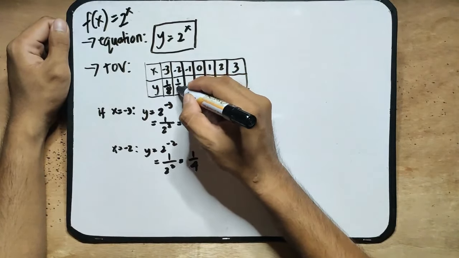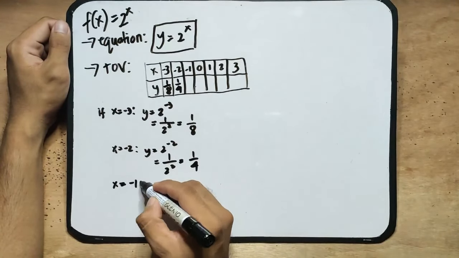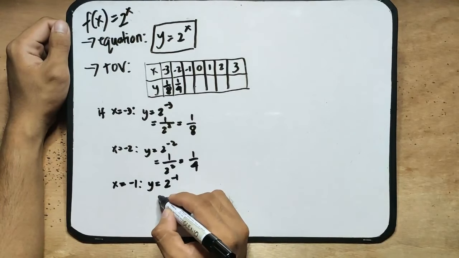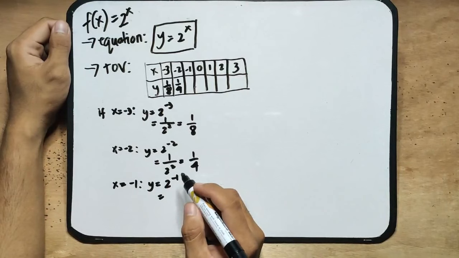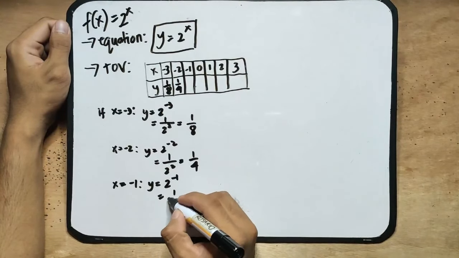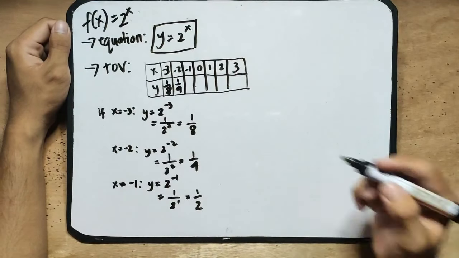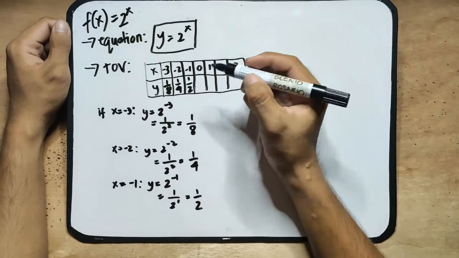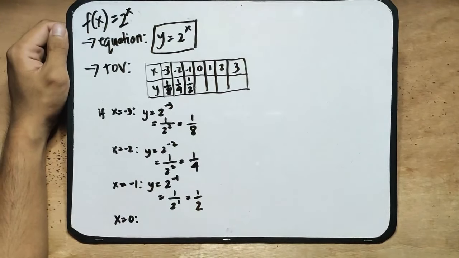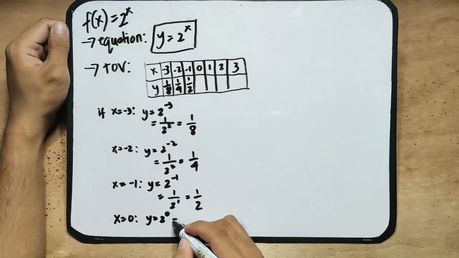1 all over 4. If x is equal to negative 1, then we have y is equal to 2 raised to negative 1. So applying the negative exponent law, ibababa natin to make it positive. Or that is 1 half. 1 all over 2. If x is 0 and a number raised to 0 except 0 is 1. So that is 1.